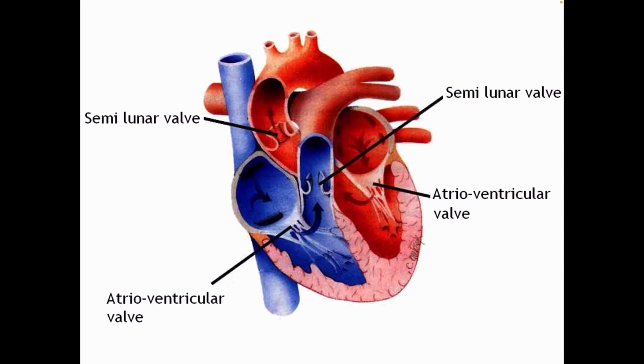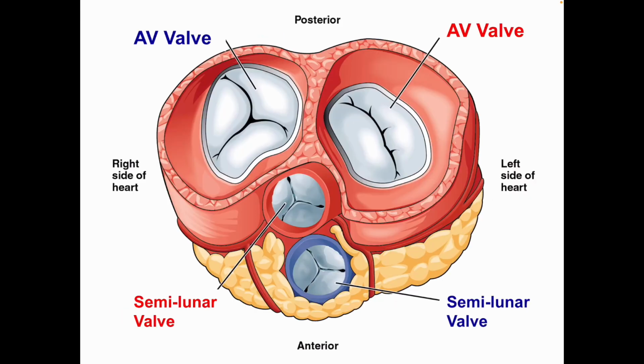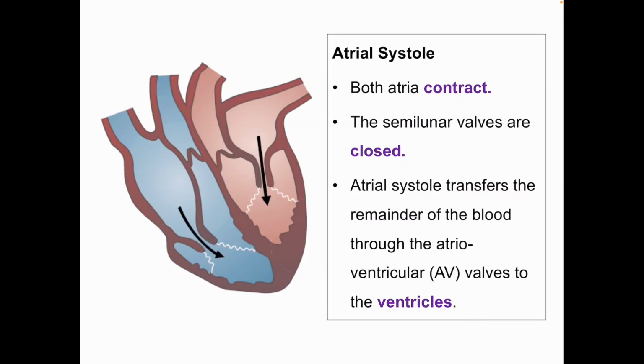So this diagram shows the positions of the heart valves. The AV valves are there, and the semilunar valves are there and there. Again, diagram showing the position of the heart valves. The heart valves are very thin pieces of tissue. And if you haven't already, if you watch the heart dissection video, you will see what the heart valve actually looks like. Right, so let's look at what's happening in the heart in a bit more detail.